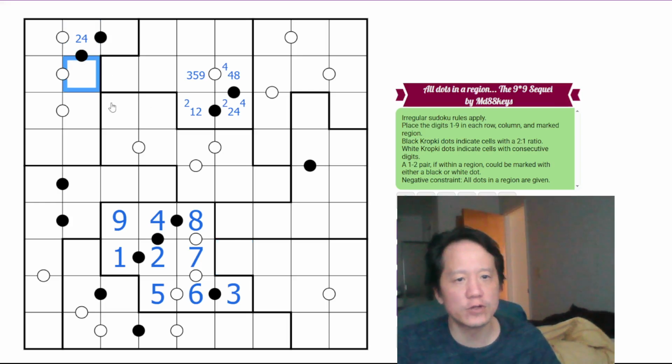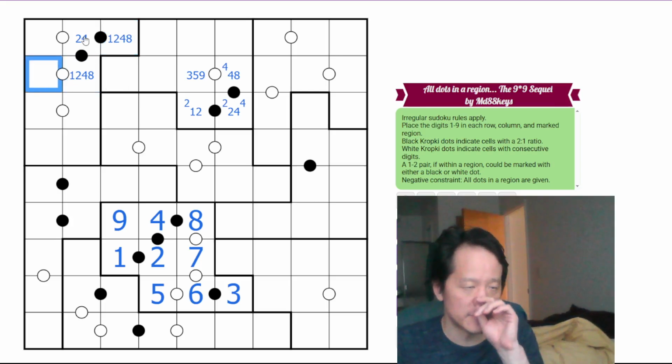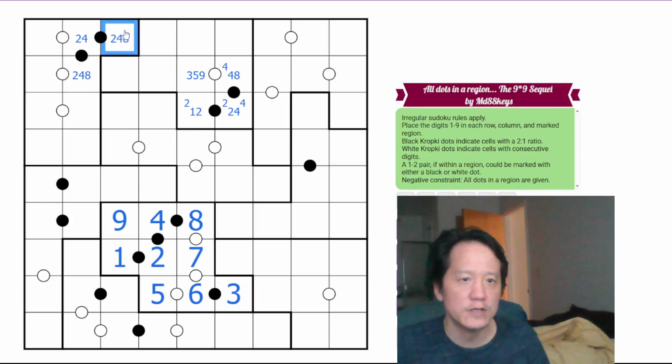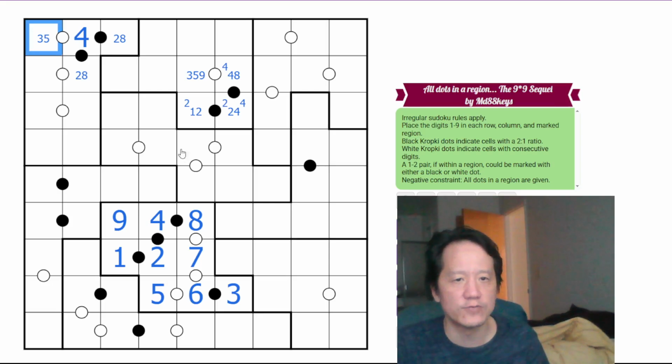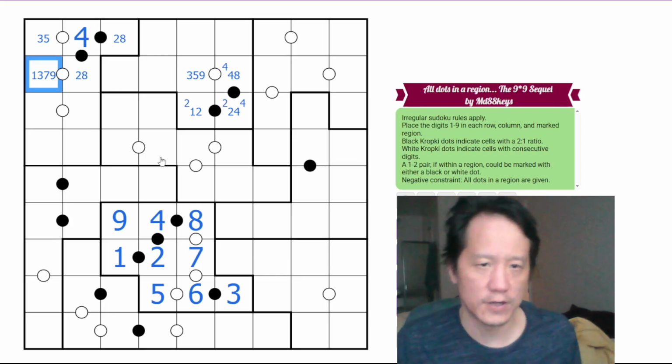This 2 or 4 can be next to 1, 2, 4, or 8. This is 1, 2, 4, 8. If this is 1, this would have to be 2. But then this would have to be 2, so it's not possible to be 1 here. This has to be 2, 4, and 8. So this is 2 or 8. This is 2 or 8. This must then be 4. This has to be 3 or 5 to be consecutive with it. 2 or 8 can be next to 1, 3, 7, or 9. That's fine.